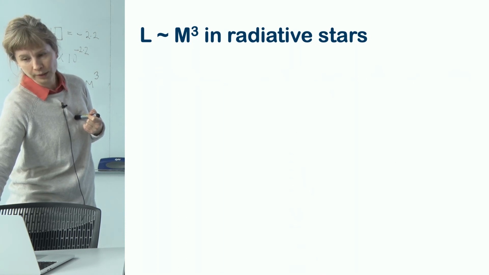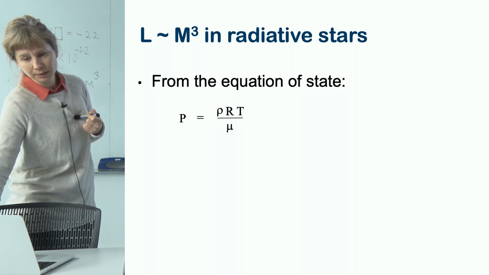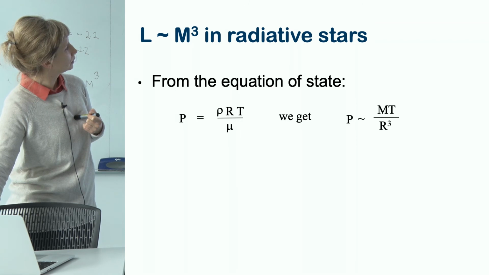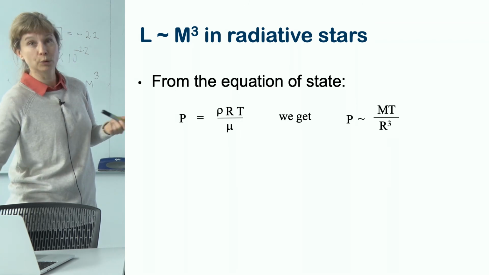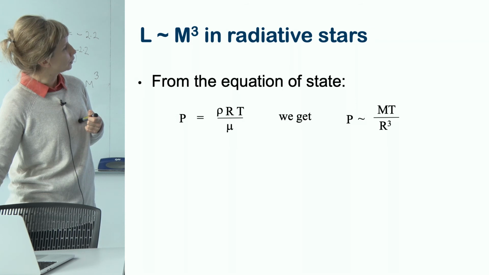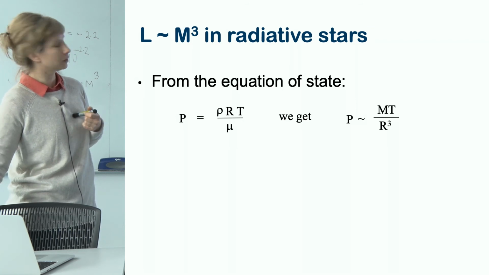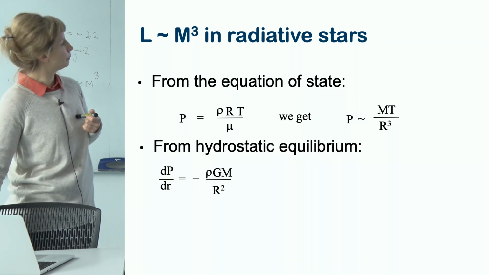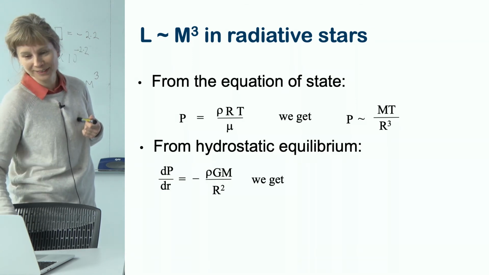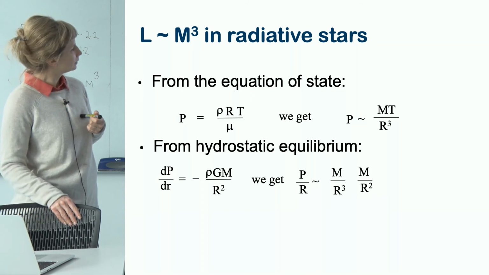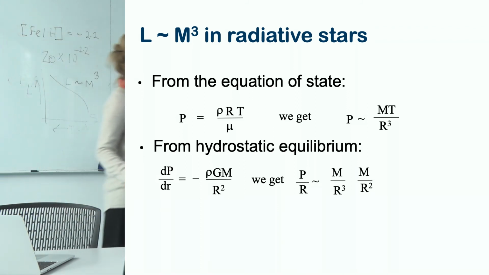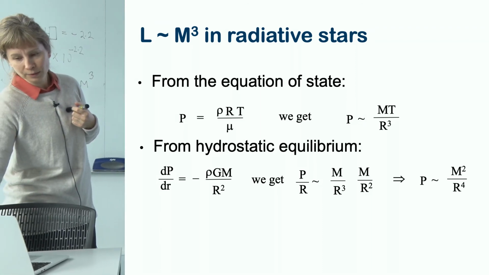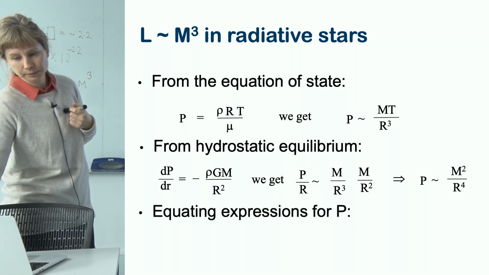Now we can take this further from the equation of state, where P equals rho RT over mu. That means pressure is, again, order of magnitude, m over R cubed times T, where let's not worry about the R over mu. From hydrostatic equilibrium, we get to P over R. I think you can see where I'm going with this. For rho, m over R cubed times m over R squared. So P is m squared over R to the fourth.